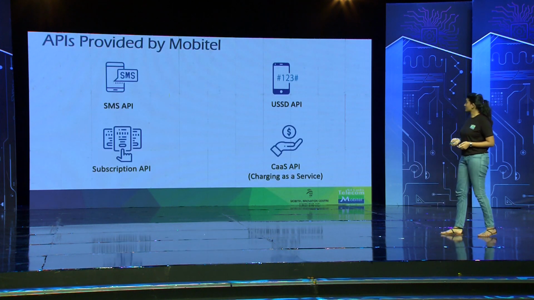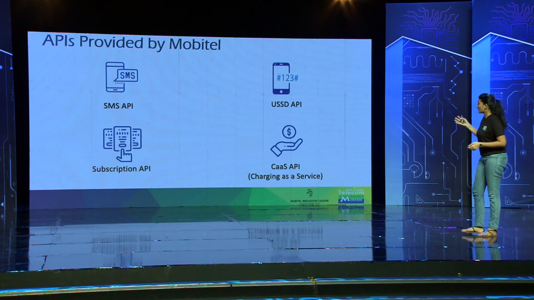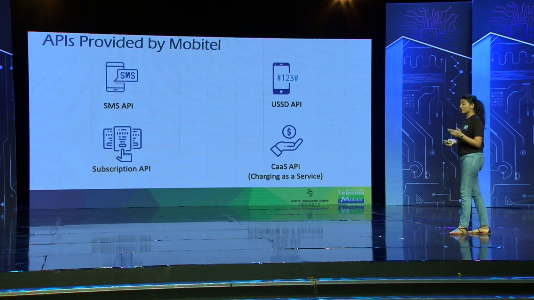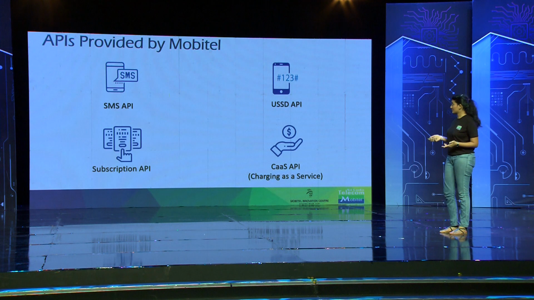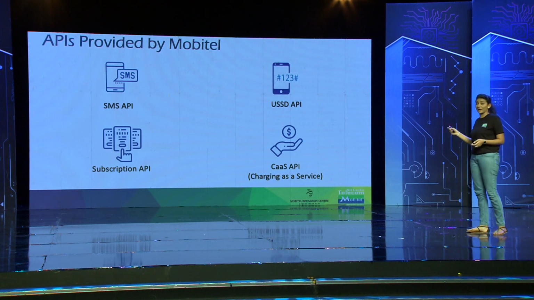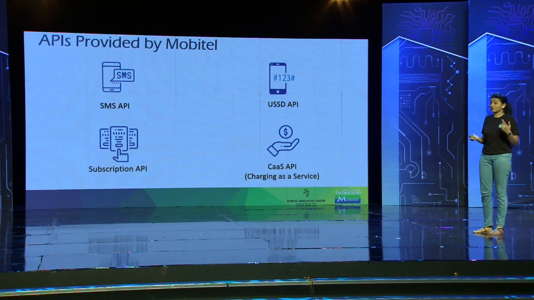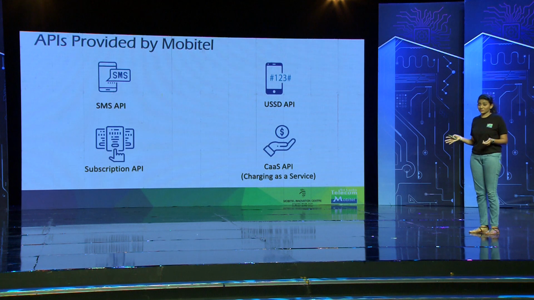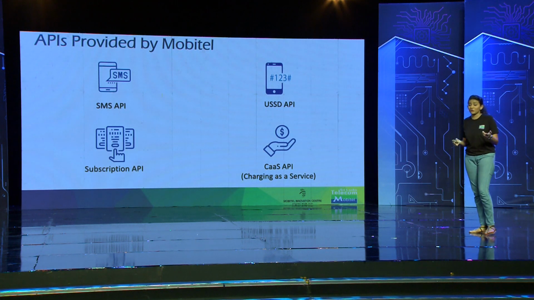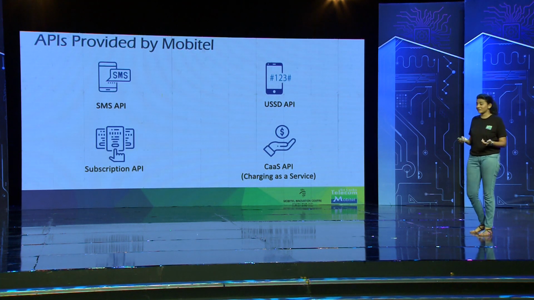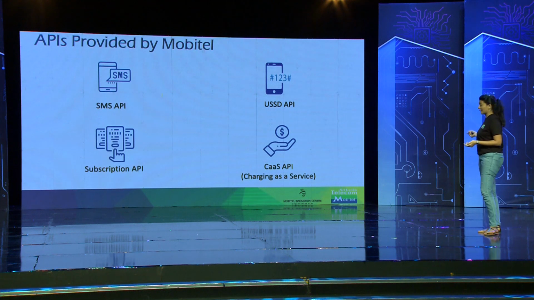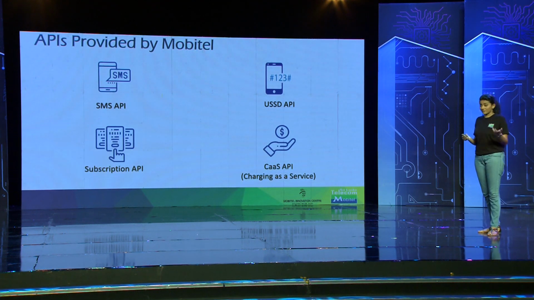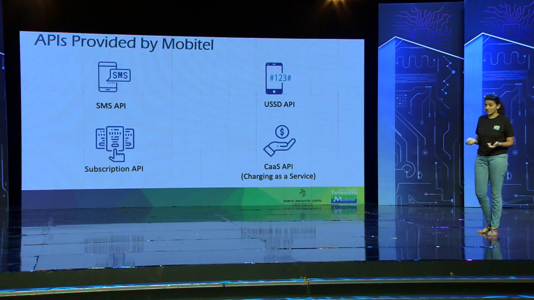These are the APIs provided by Mobitel. By using the SMS API, you can directly connect with your customers through SMSs. And by using the USSD API, you can interactively have a session with your customers. And using the subscription API, you can let your customers subscribe to your application. And by using the CAS API, you can introduce a charging service.